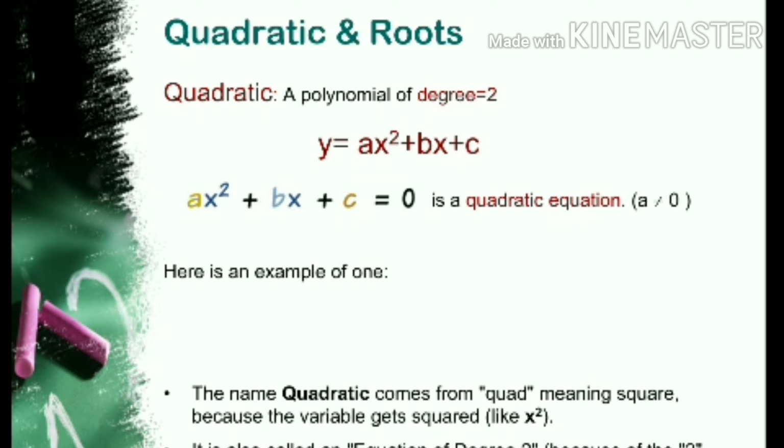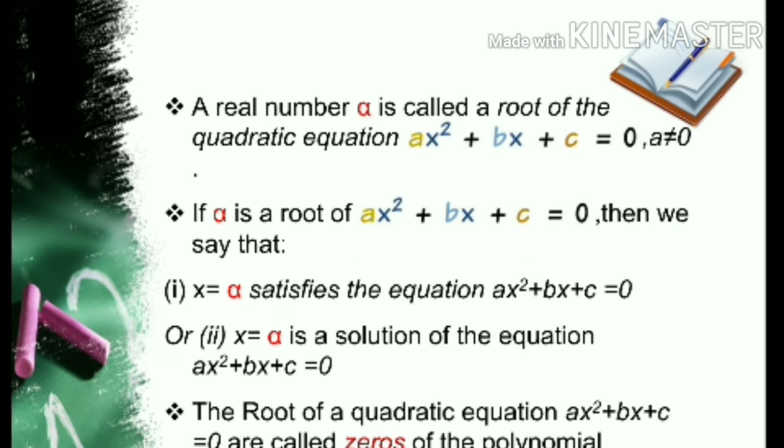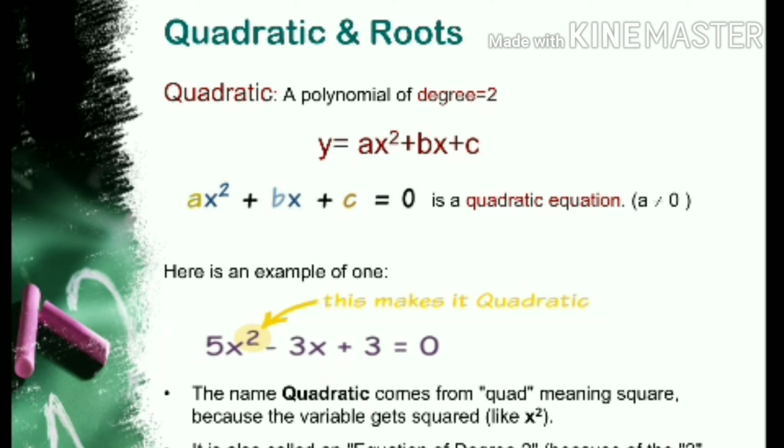Here is one example I am going to show you: 5x square minus 3x plus 3 is equal to 0. Here you can see the power of x is 2, that's why it is a quadratic equation. It belongs to the standard form ax square plus bx plus c is equal to 0. The name quadratic comes from quad, meaning square, because the variable gets squared, like x square. It is also called an equation of degree 2 because of the 2 on the x. The maximum degree of this equation is 2, that's why it is known as a quadratic equation.